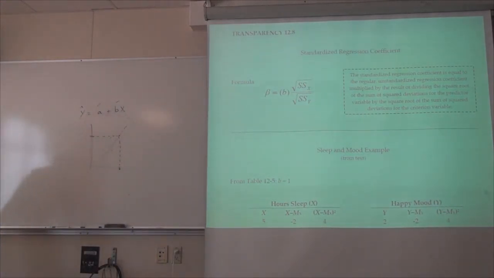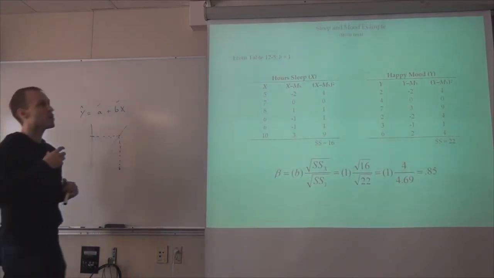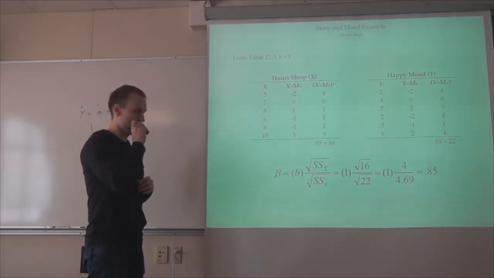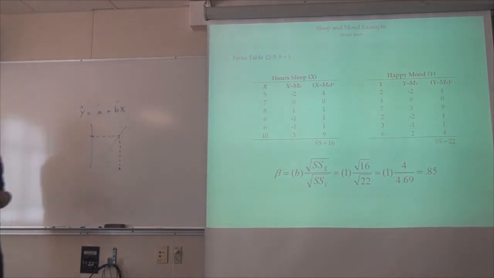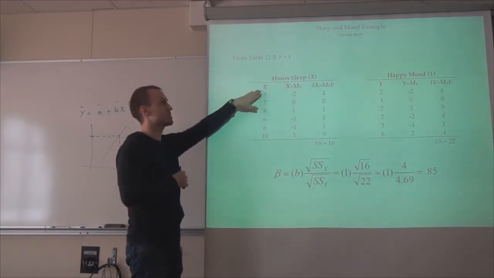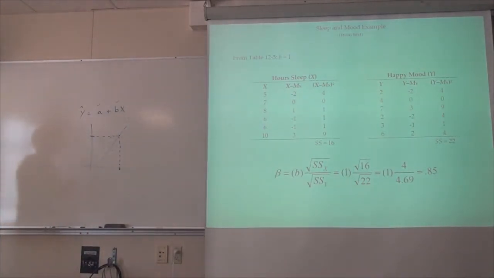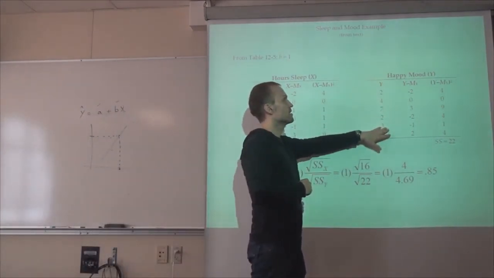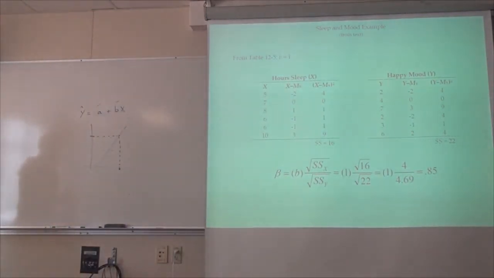So if I do that for the example, it's just going to give me an indication of how much variation between these, or let me rephrase that. How much of the variation in the y values that I'm observing is coming from the x variable? In other words, how much of the variability in the mood of people, how much of that is described by the hours of sleep? This gives me an indication of that.